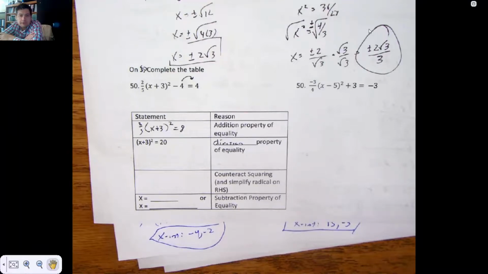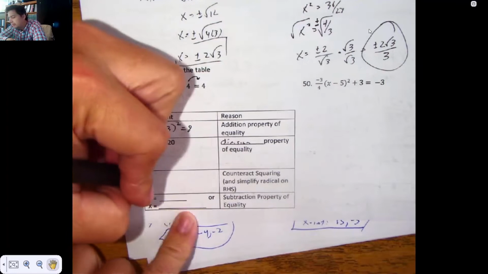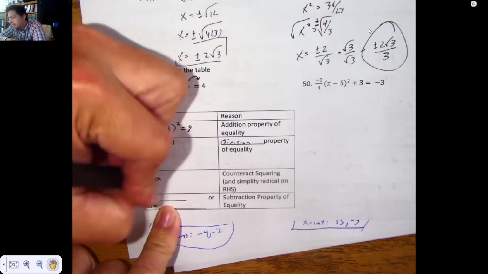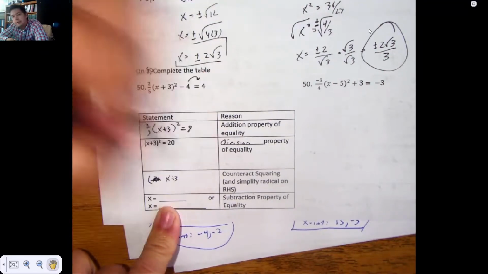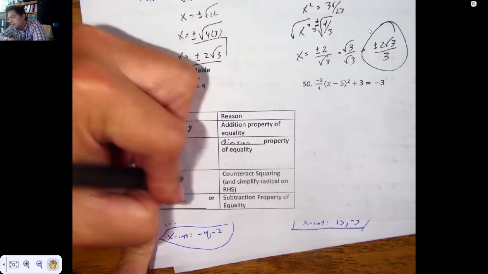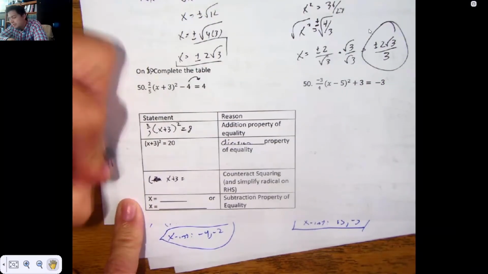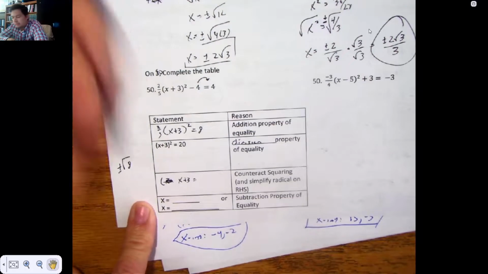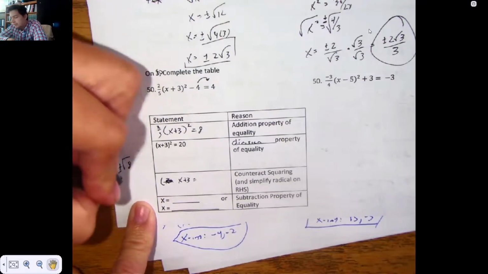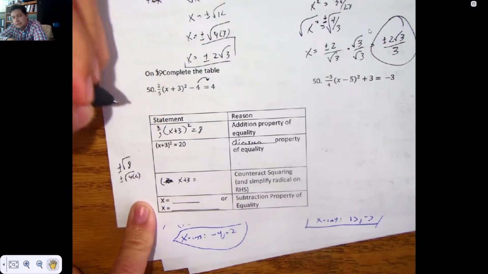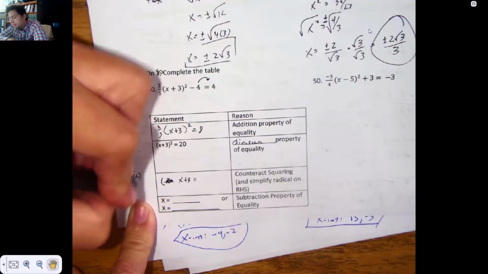Counteract squaring and simplify the radical on the right-hand side. So if we counteract squaring, we would have x plus 3, I don't need the parentheses anymore, x plus 3 equal to, we'd have a plus or minus symbol, root 8. Now root 8 is 4 times 2, and the root of 4 is 2, so plus or minus 2 root 2.